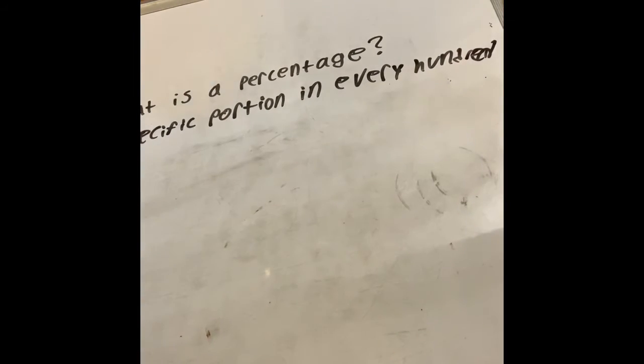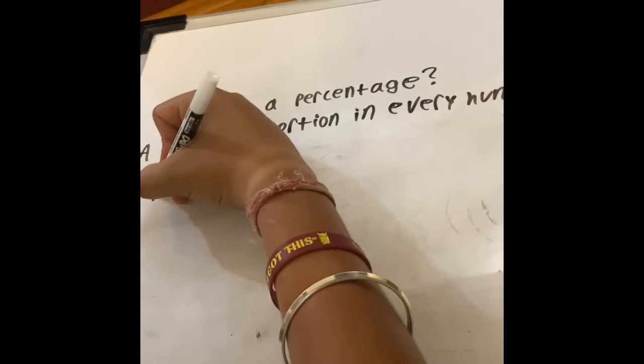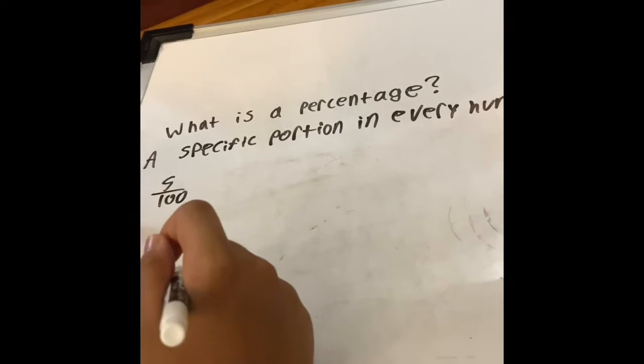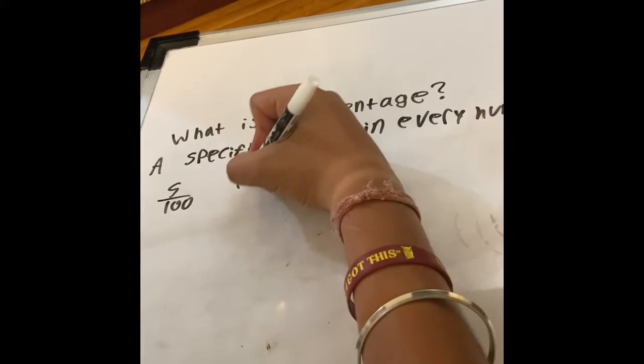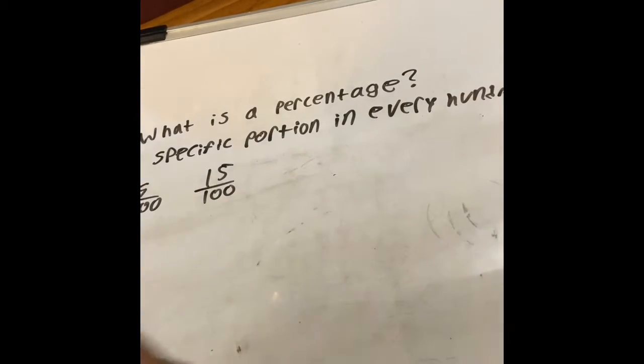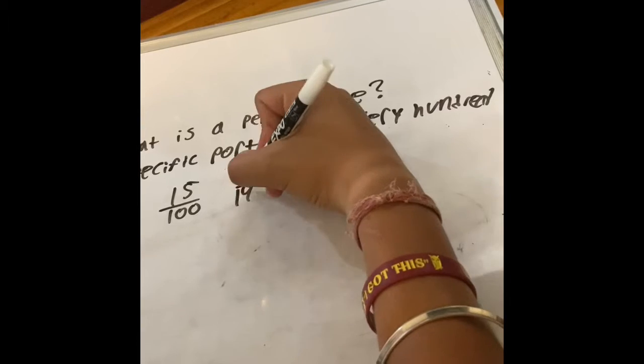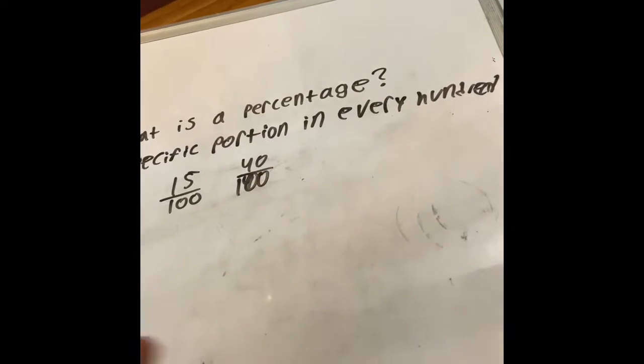So now, what are some examples? 5%: 5 out of every 100. 15%: 15 out of every 100. 40%: 40 out of every 100. So you get the idea.